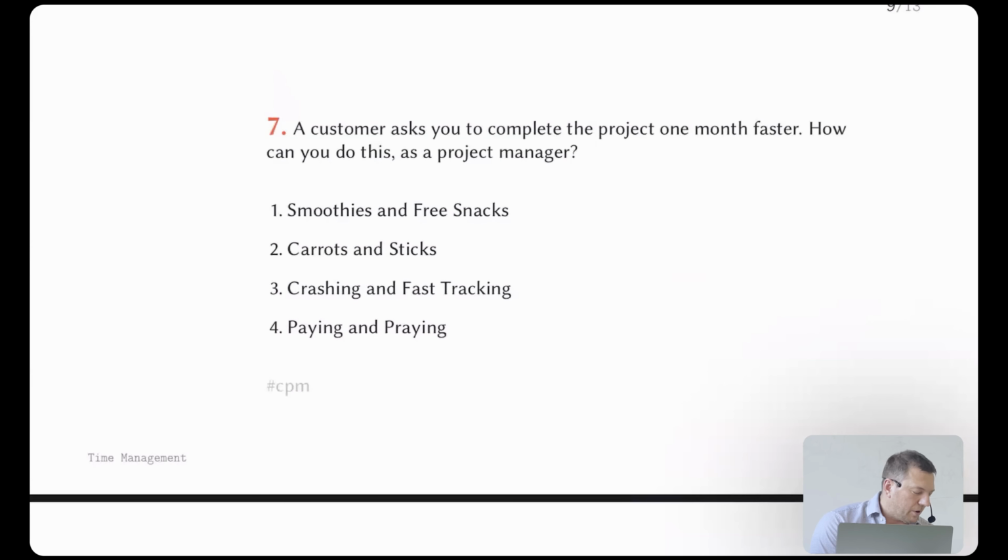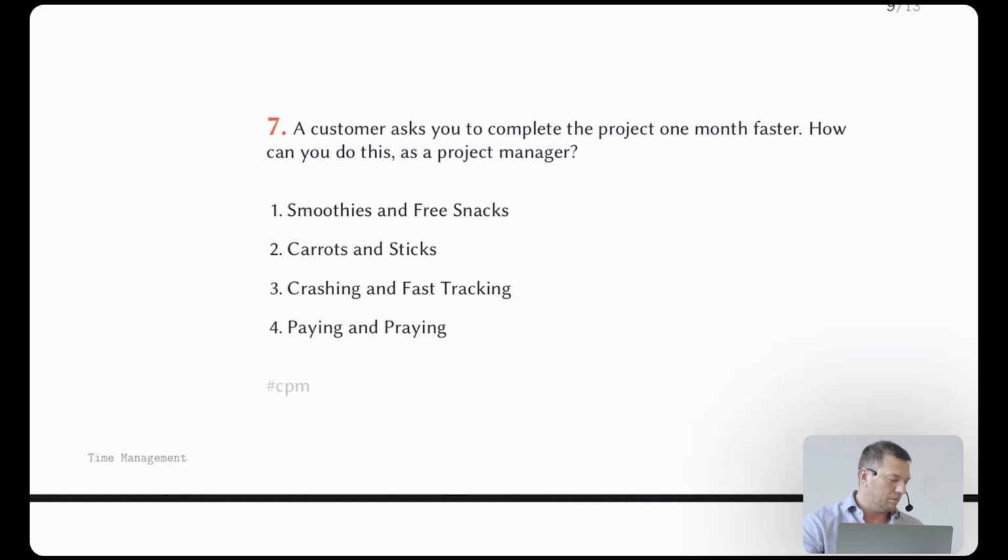Question 7, a customer asks you to complete the project 1 month faster. So now let's say it should take 3 months, but the customer says, we need to do it in 2 months, not in 3 months. So how can you do that as a project manager? What instruments are you going to use?